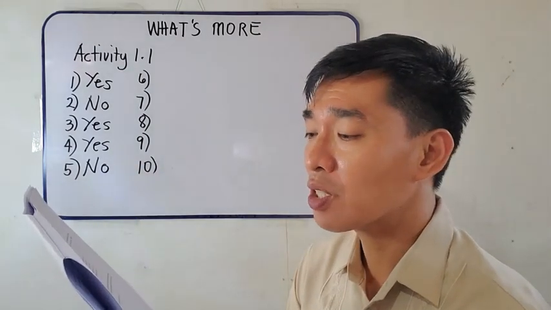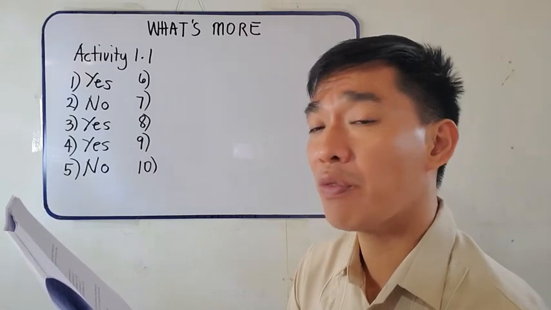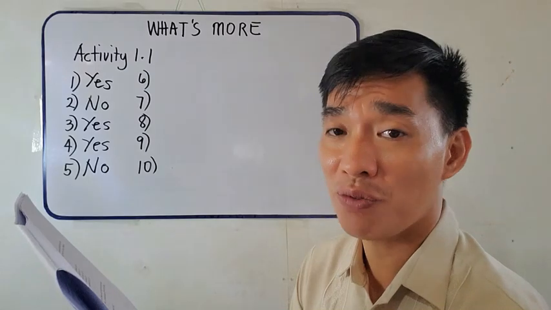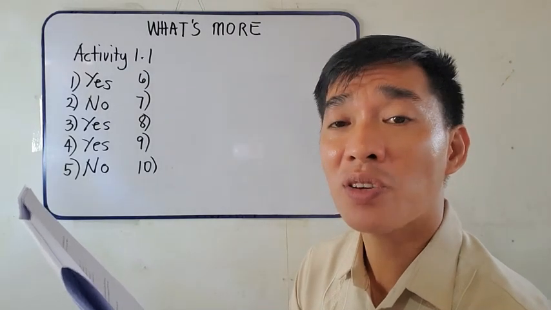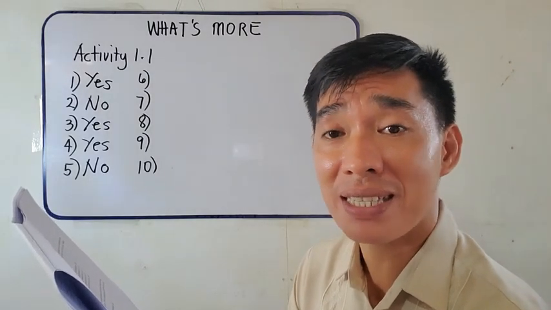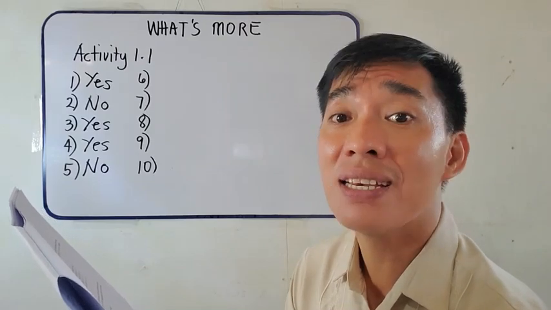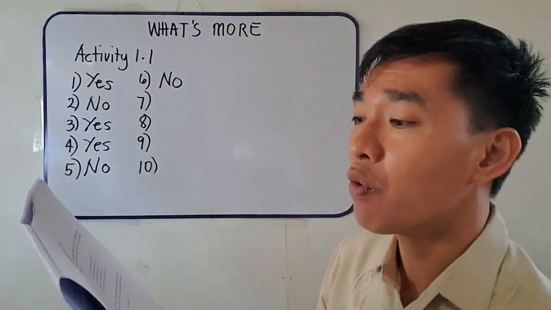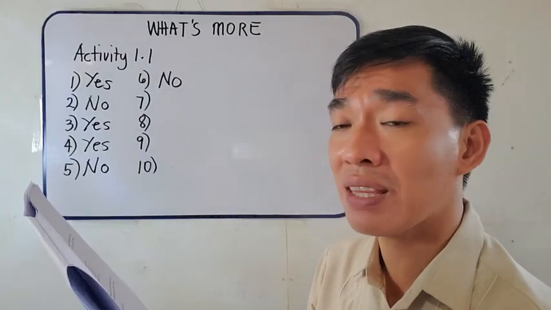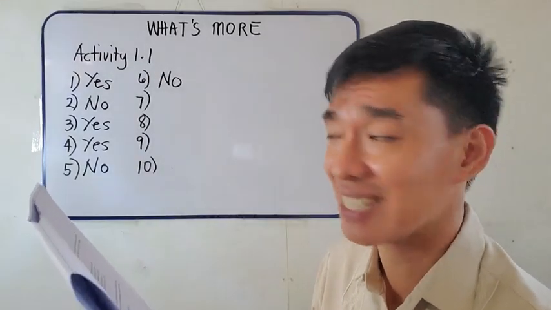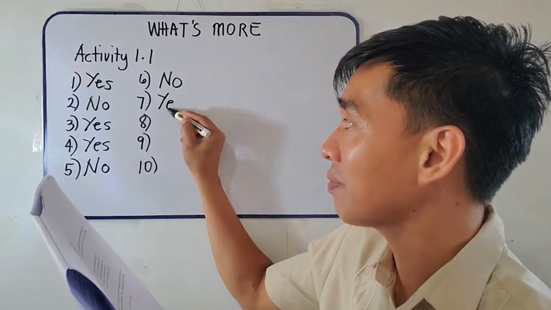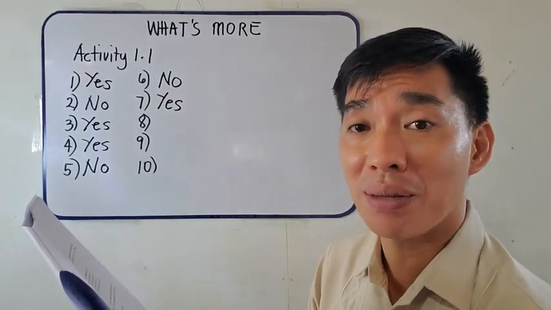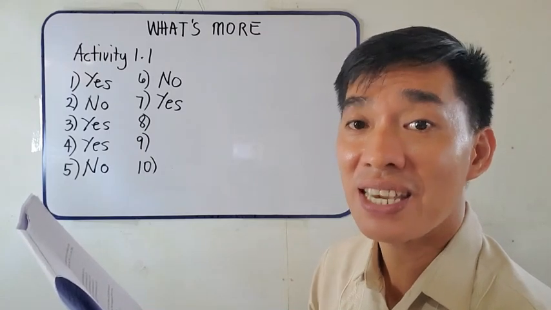So let's continue to number 6. Is 405 divisible by 10? The last digit of 405 is 5. We could only tell that a number is divisible by 10 if the last digit is 0. So the correct answer for number 6 is no. For number 7, is 415 divisible by 5? Yes is the correct answer. For number 8, is 660 divisible by 10? The correct answer is yes.